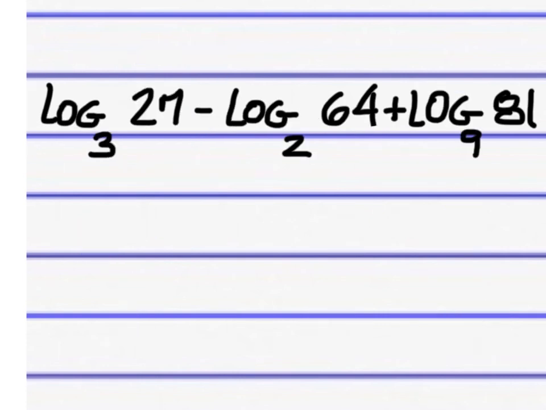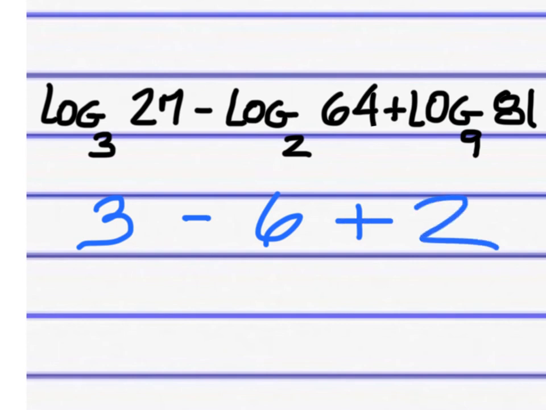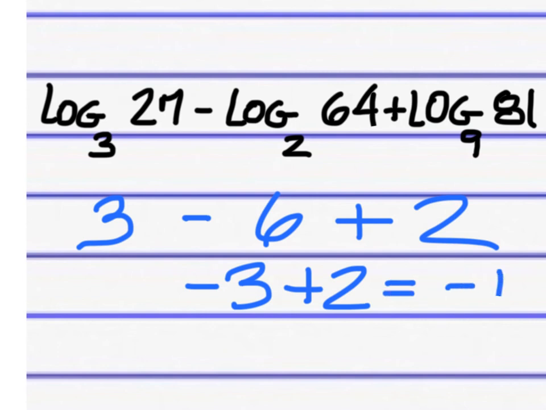In this case, 3 to some power is 27. That's 3. And 2 to some power is 64. Well, that would be 6. And 9 to some power is 81. That's 2. So it sets up as an addition and a subtraction problem. 3 minus 6 is negative 3, plus 2 is a negative 1.